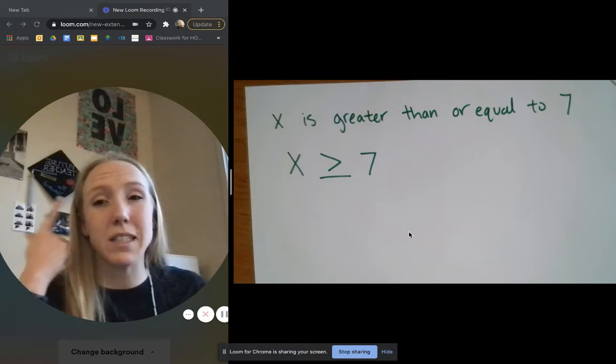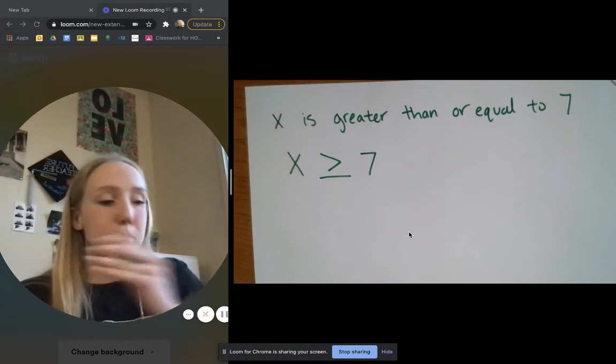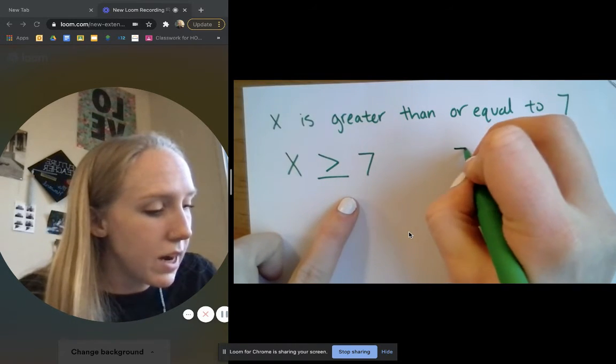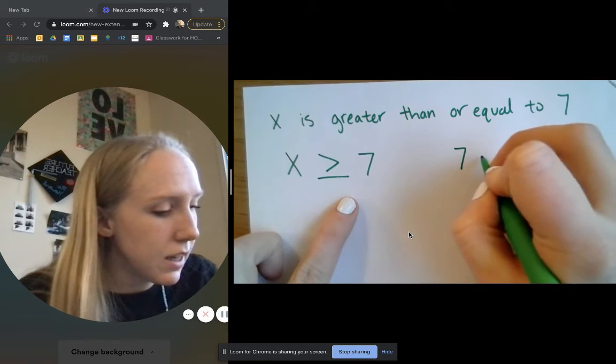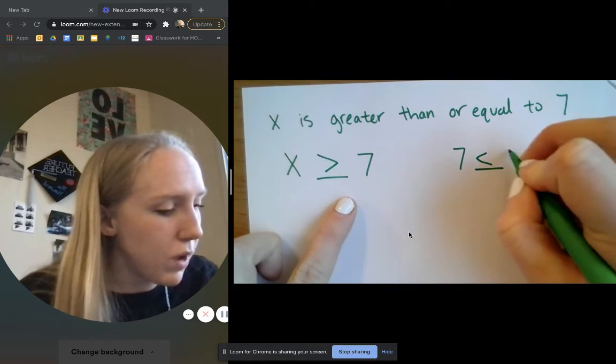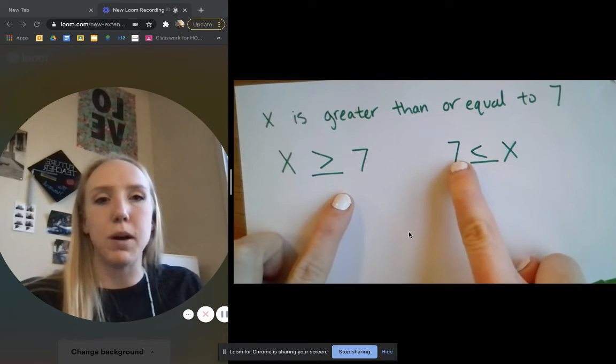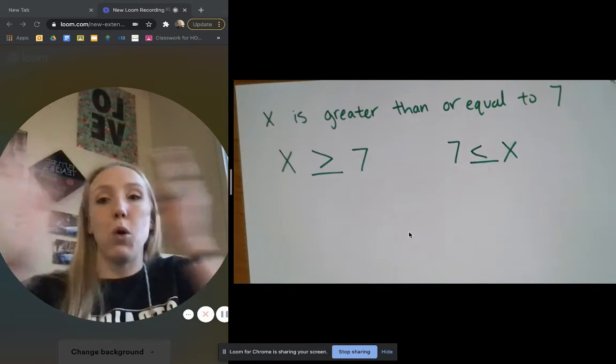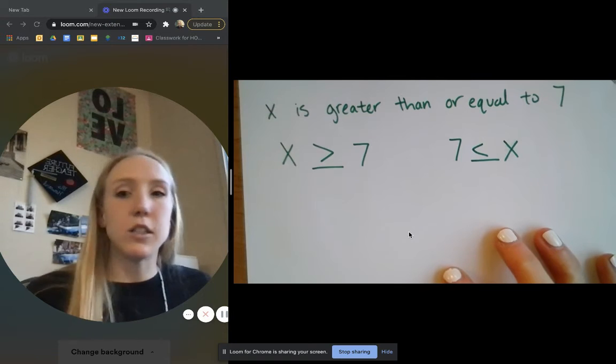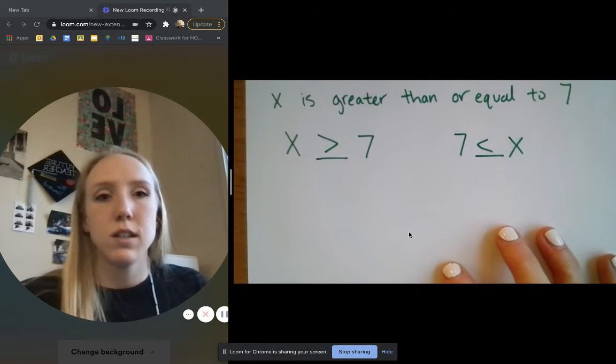Now here's something that's important. Remember earlier how we could flip them around. We can also write 7 is less than or equal to x. Notice how the big part of the sign is still to the x and the little part of the sign is still to the 7. We just flipped the whole thing around. That's totally fair. We can do that.